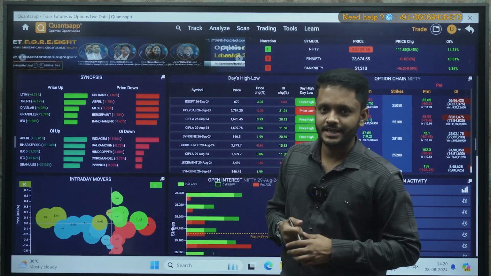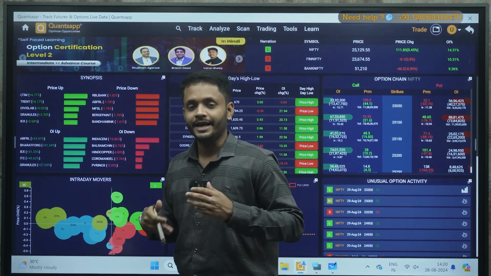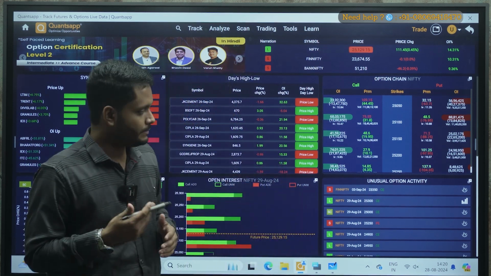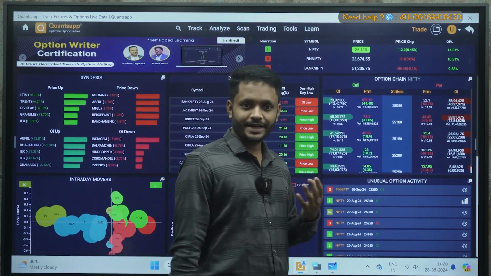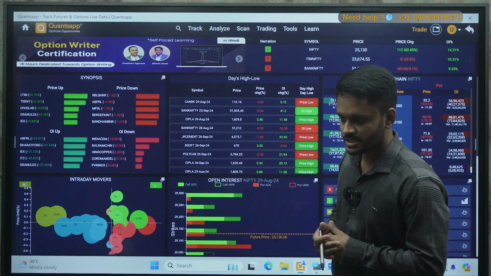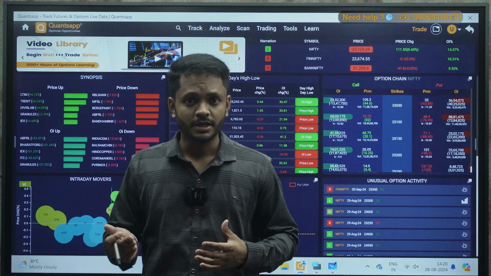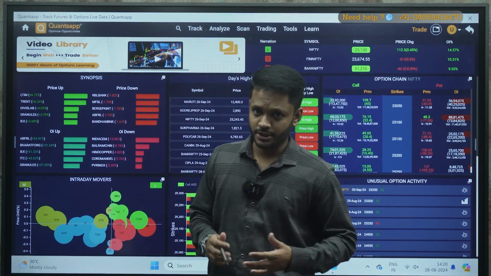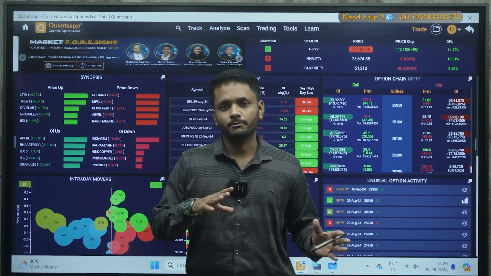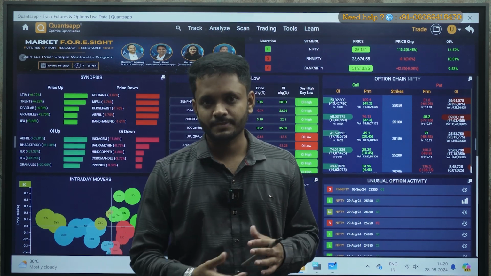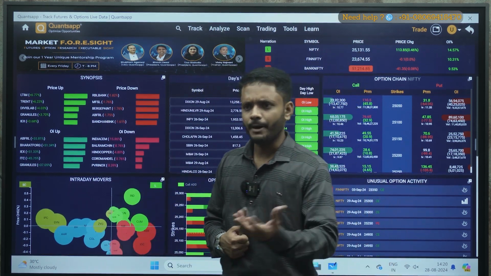As you might have seen in the thumbnail, today's topic is about hedging. We will be looking at various strategies that we can use to hedge our positions: how an option buyer can hedge his position, and how an option seller can hedge his position. We will look at the strategies from a seller's perspective as well as from a buyer's perspective.